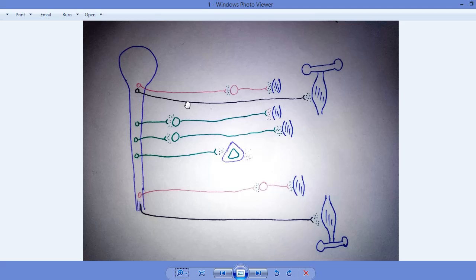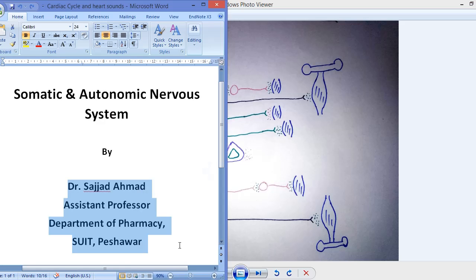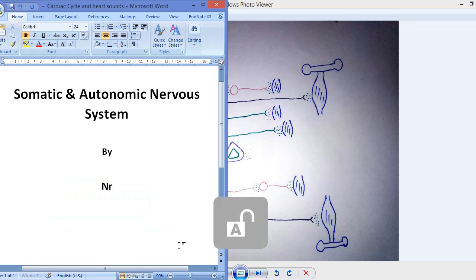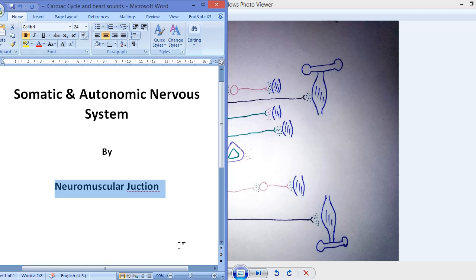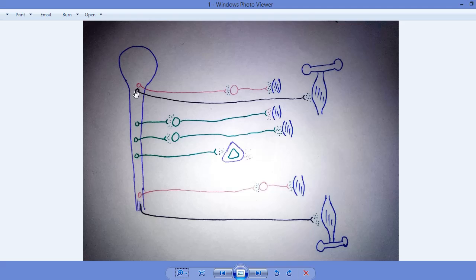After arising from the brain, brain stem, or spinal cord, it makes a junction with a muscle which is connected with the bone. That muscle and that connection will be called the neuromuscular junction. I'm going to write it. Neuromuscular junction. This neuromuscular junction will be there for the somatic neuron which arises from the brain or from any part of the spinal cord.